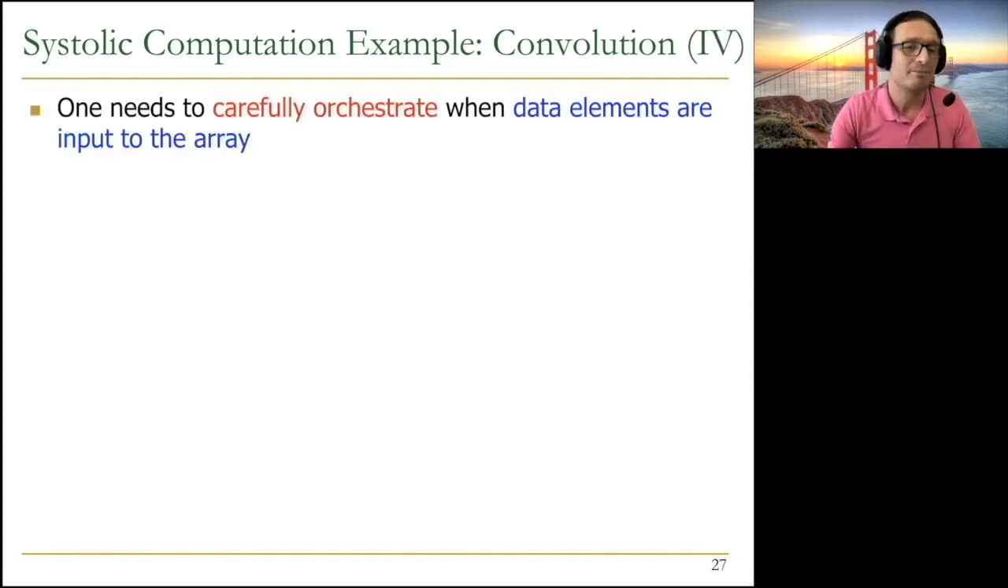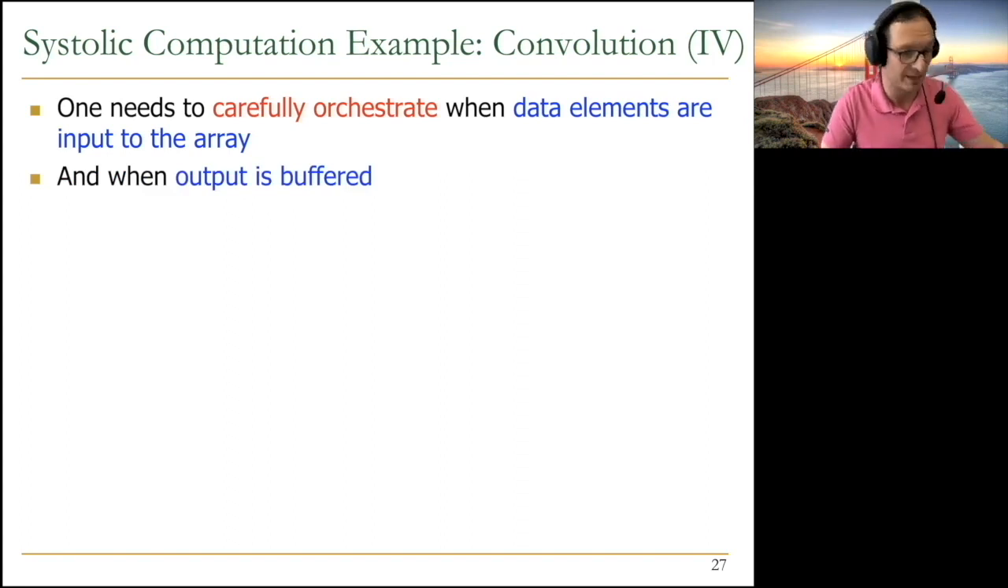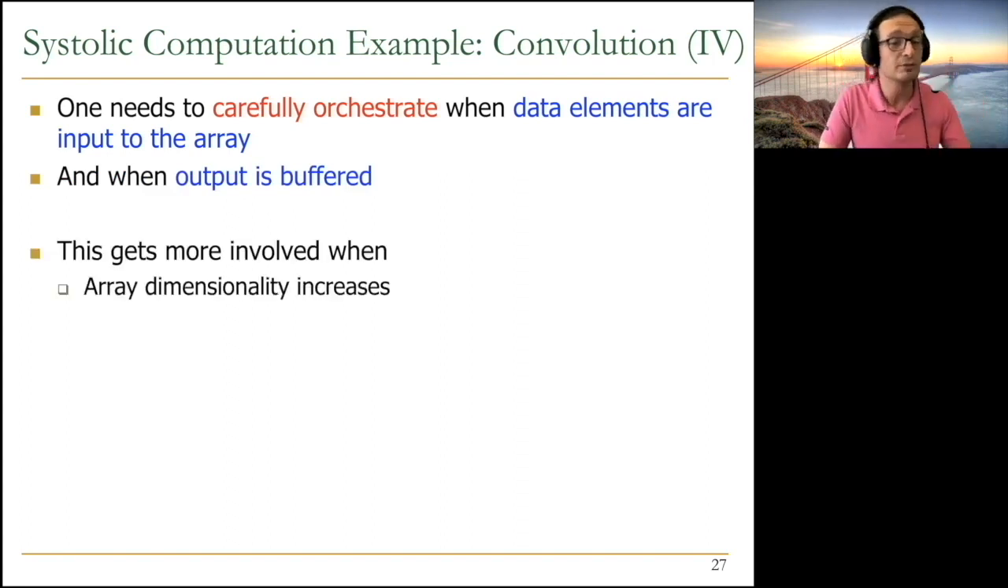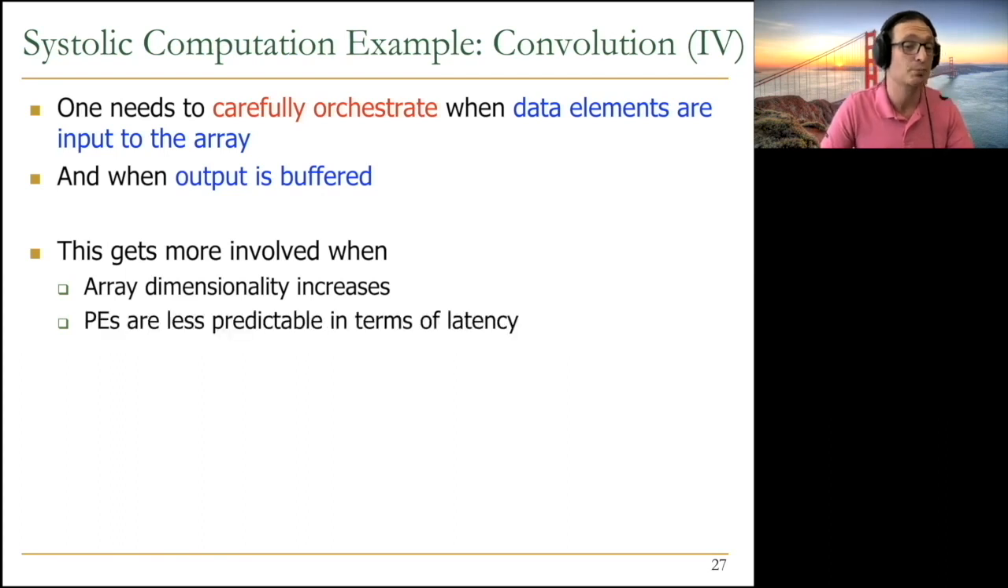Okay, so basically, I think what I'm getting at, again, is one needs to carefully orchestrate when data elements are input to the array, and one needs to, of course, put the weights carefully as well, and when the output is buffered as well. So this gets more involved when array dimensionality increases and processing elements are less predictable in terms of latency. Initially, when convolutional neural networks were designed, they actually had fixed latency. But if you, for example, start adding memory accesses inside the processing elements, then you run into some issues. Usually people don't do that, but there might be some application scenarios where you may actually need to do it.